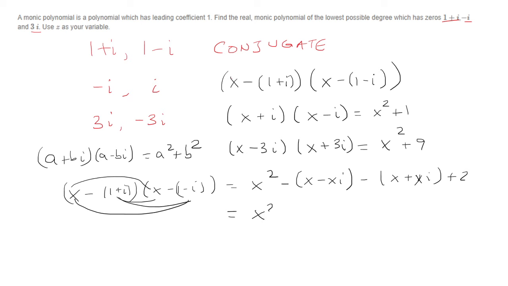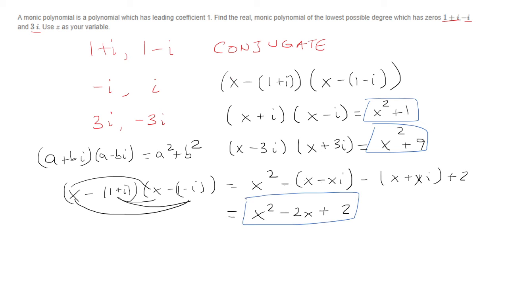So I'm going to simplify. I have x squared minus x, that's minus 2x. Now I have a negative xi, that's a positive xi, and then minus xi, that cancels, and then we have plus 2. So to put this all together, we have 3 different roots, or 3 different factors, 1, 2, and 3. Now you want to combine these. You want to multiply them. So let's have x squared plus 1 first, x squared plus 9, and then x squared minus 2x plus 2.